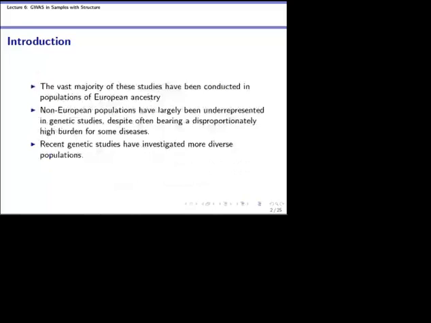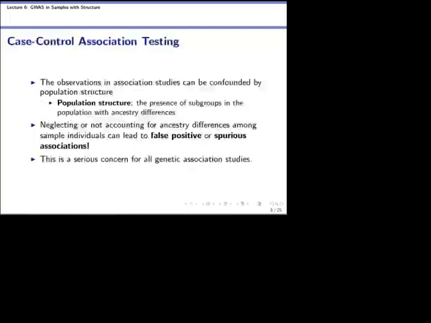Okay, so the vast majority of these studies have been conducted in European populations, but as I mentioned, recent studies have investigated more diverse populations. Non-European populations have largely been underrepresented, but we are seeing a lot more genetic studies with diverse ancestral populations.